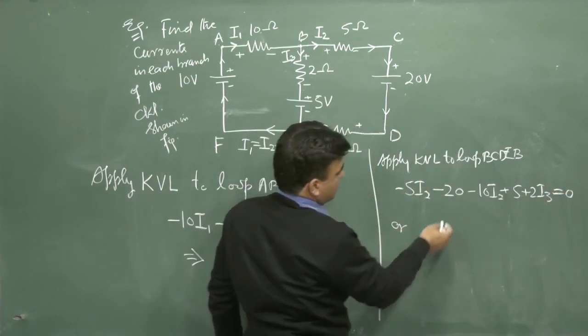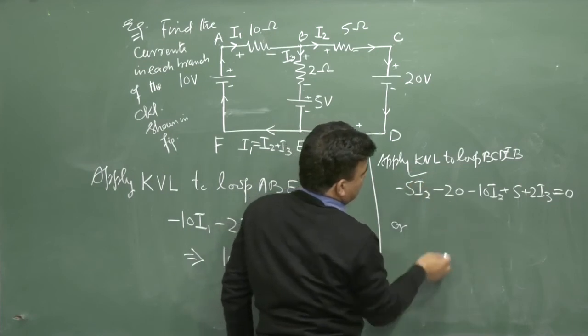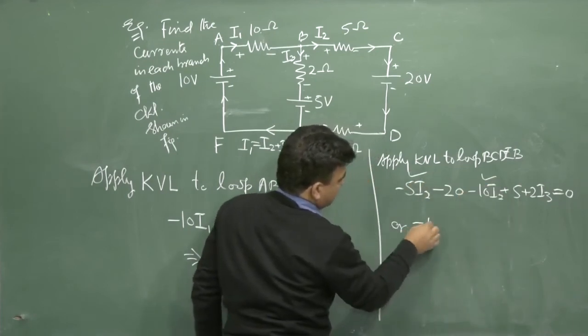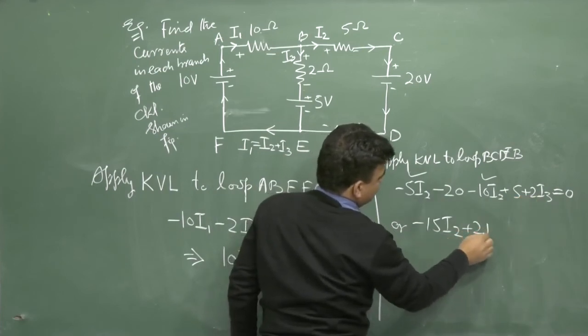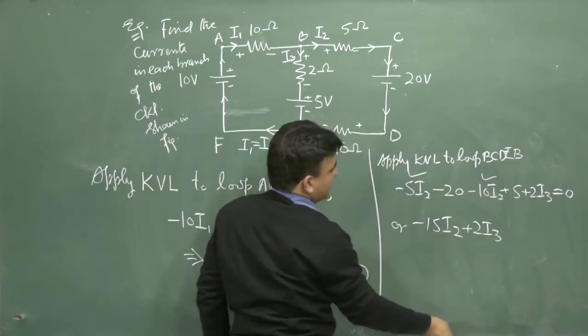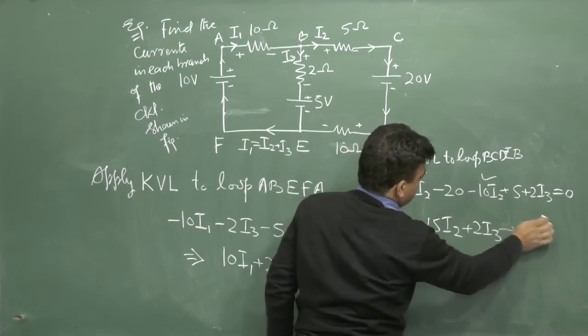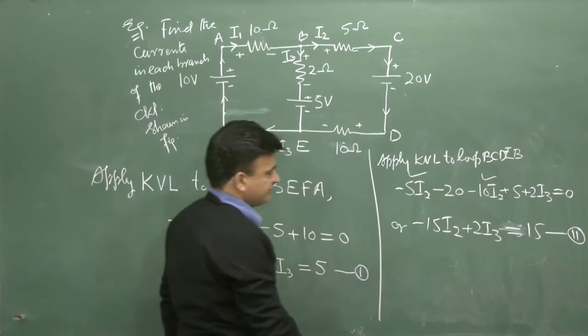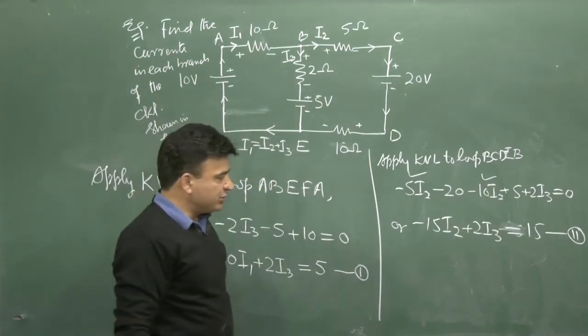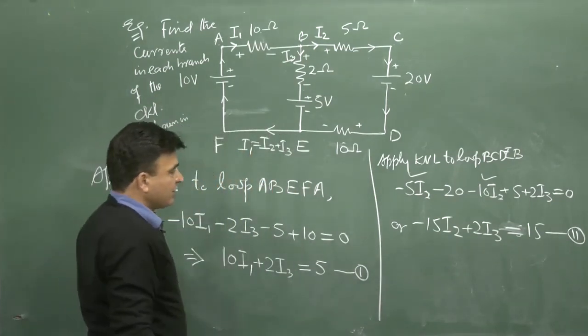Or we can solve it. Minus 5I2 minus 10I2 is minus 15I2 plus 2I3, then minus 15, or I will write it equal to 15. I will call this equation 2. Minus 15I2 plus 2I3 is equal to 15.